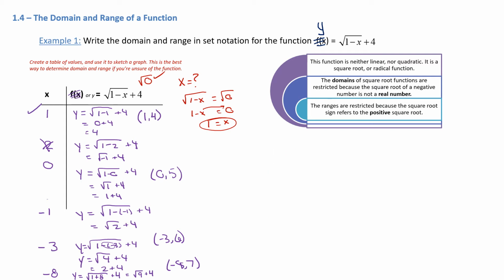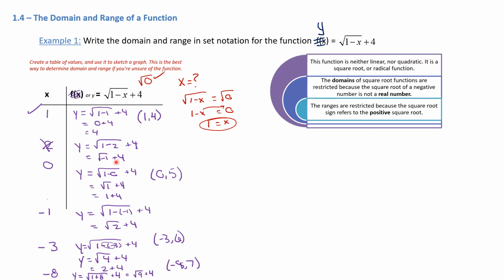Again, the question did not ask us to graph it, right? It says find the domain and range, but as I suggested here, it's pretty hard to do that when you really can't even picture this. You don't even know what it looks like. Let's look here. The domains of a square root function are restricted because the square root of a negative number is not a real number.